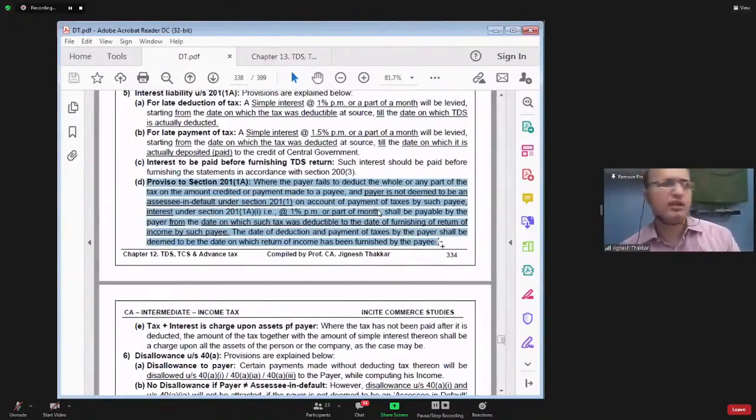For example, Inside Commerce Studies paid me 50,000 rupees without deducting TDS on 15th of February. Now Inside Commerce Studies know that they don't have the opportunity to deduct TDS now, because they are not going to make me any payment up to the end of the year. In that case, they will be considered as assessee in default because they have failed to deduct TDS. They will be considered as assessee in default, penalty will be levied.